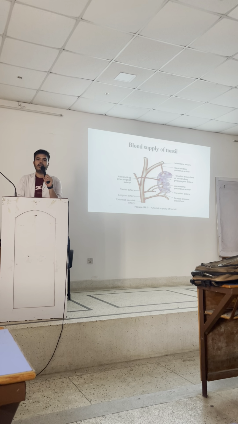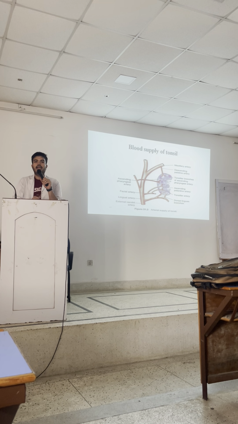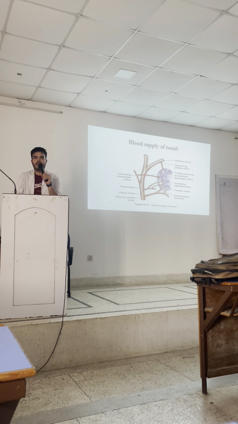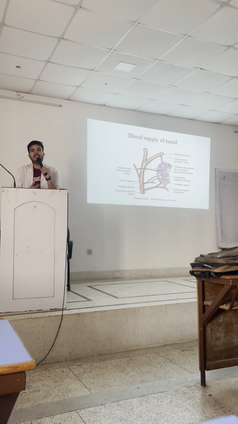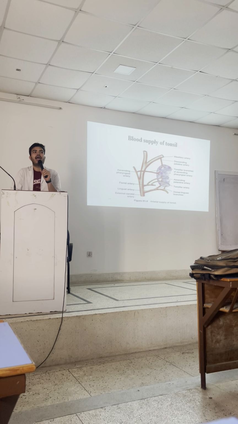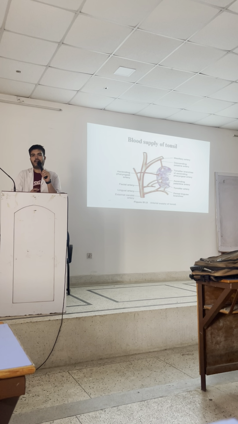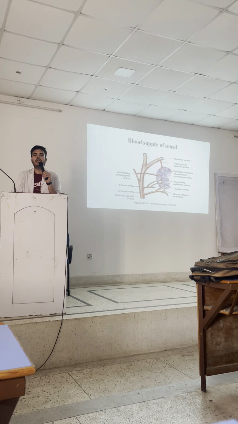Now the blood supply of the tonsil can be remembered with the mnemonic T, D, A, A, D. T is tonsillar artery, D is descending palatine artery. If you have descending, you should also have ascending, so ascending palatine artery. Then A is ascending pharyngeal artery, and the last D is not descending pharyngeal artery; this D is dorsal lingual artery.